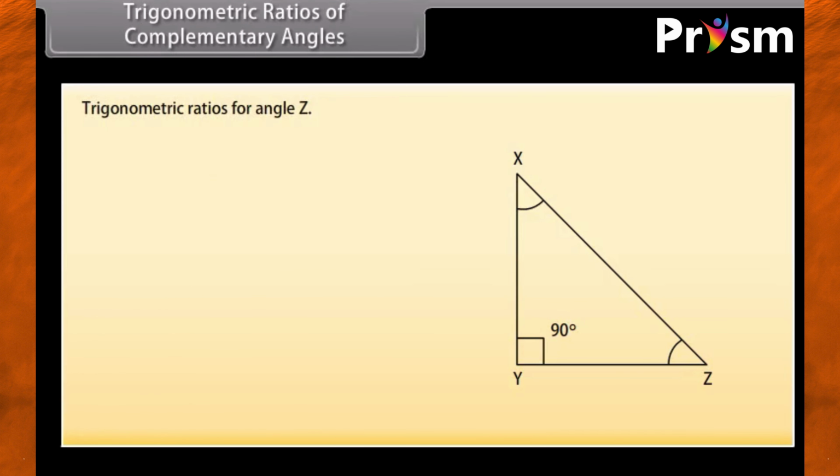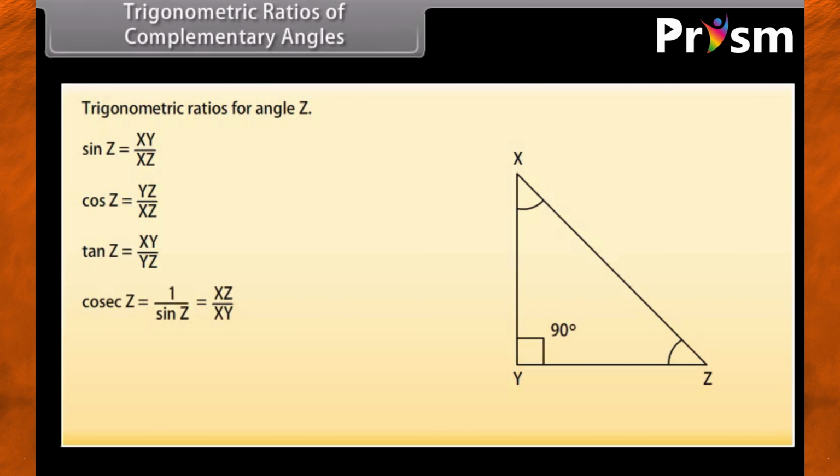Let us first list the trigonometric ratios of angle Z. Sin Z is equal to XY upon XZ. Cos Z is equal to YZ upon XZ. Tan Z is equal to XY upon YZ. Cosec Z is equal to 1 upon sin Z equals XZ upon XY. Sec Z is equal to 1 upon cos Z equals XZ upon YZ. Cot Z is equal to 1 upon tan Z equals YZ upon XY.